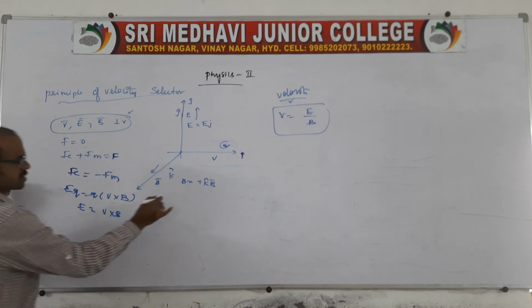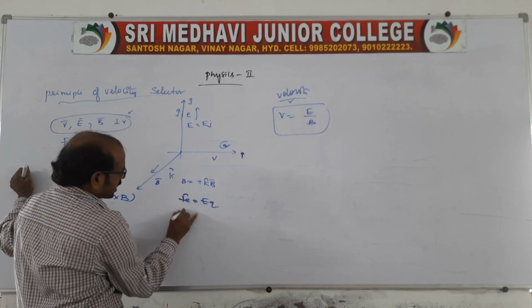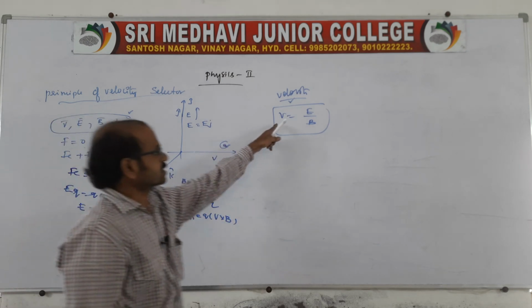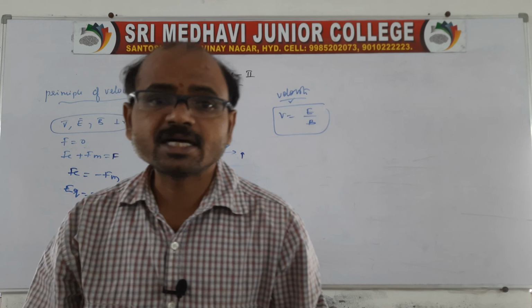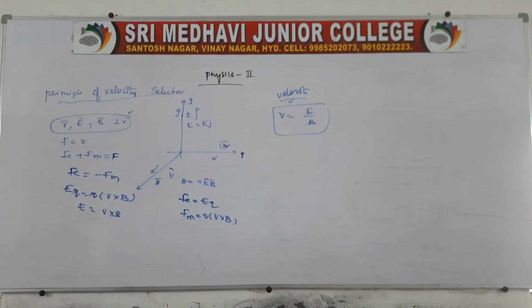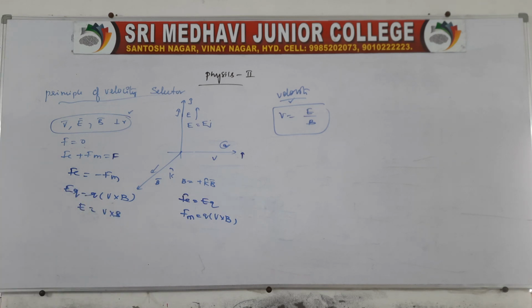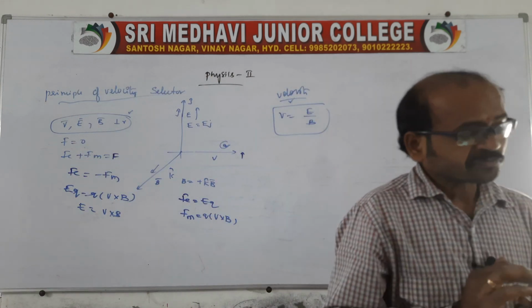Now we know Fe is nothing but E into Q, and Fm is nothing but Q into V cross B. So here you replace and get the velocity selector V is equal to E by B. This is the concept related to the velocity selector.